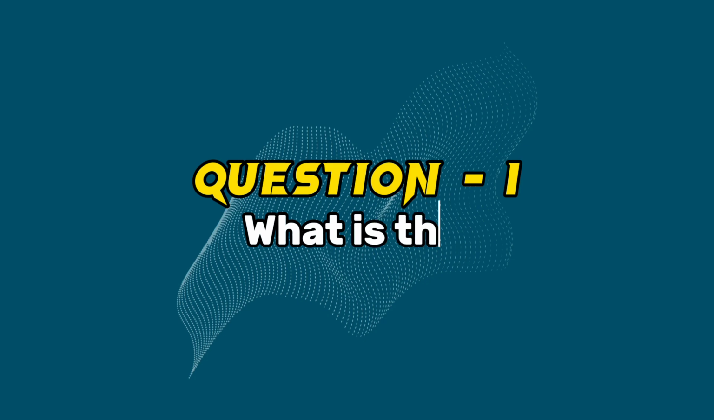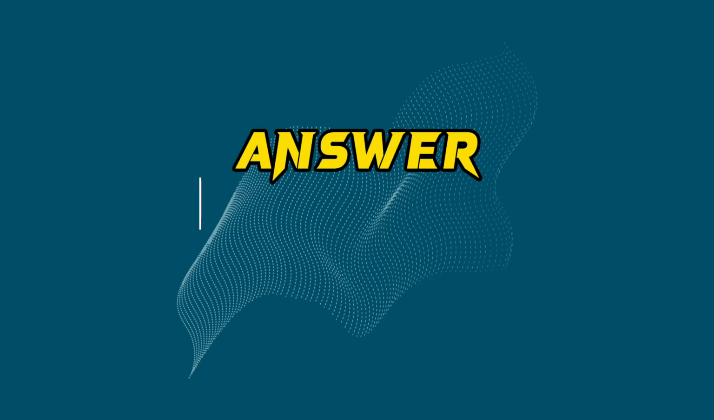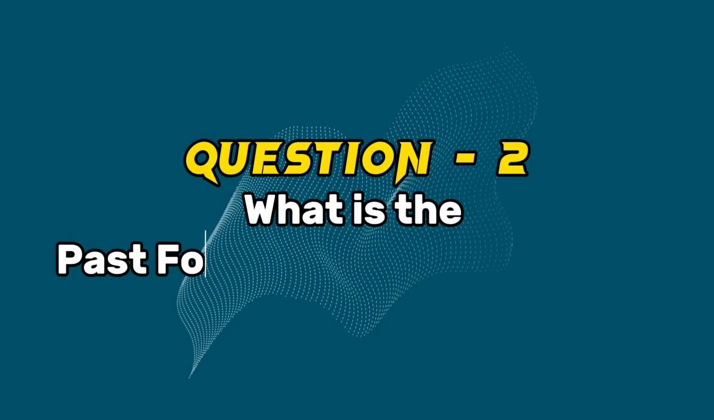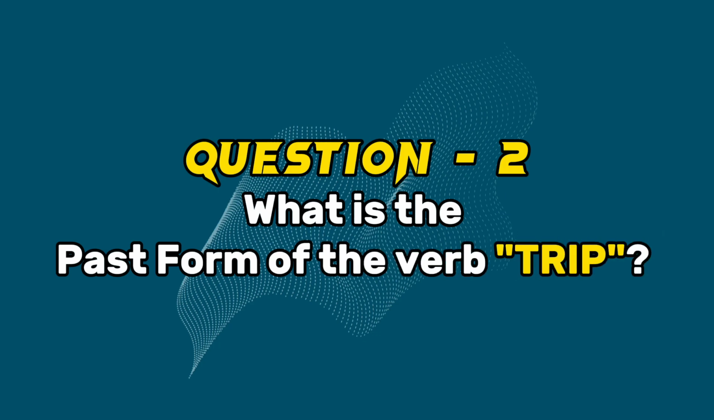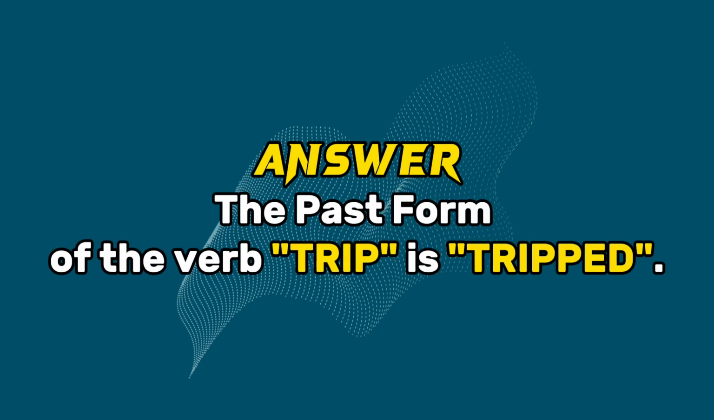Question 1. What is the base form of the verb trip? Answer. The base form of the verb trip is trip. Question 2. What is the past form of the verb trip? Answer. The past form of the verb trip is tripped.